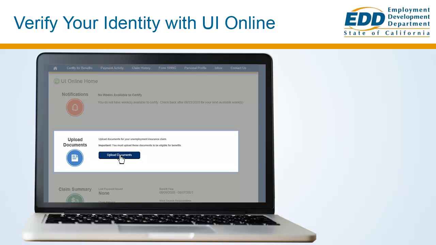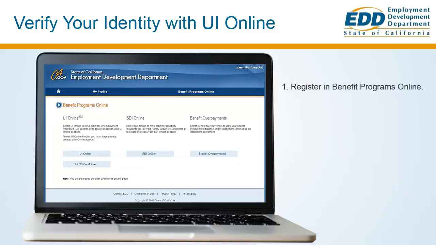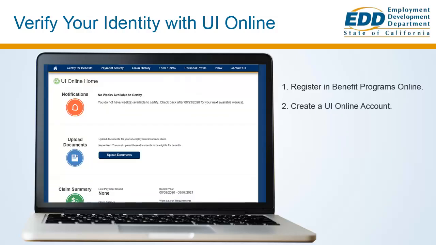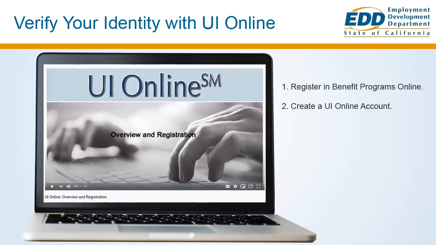In order to verify your identity and upload documents online, you first need to register in benefit programs online and create a UI Online account. If you haven't created an account yet, please view our other instructional video, UI Online Overview and Registration, which will assist you in creating your benefit programs online and UI Online accounts.